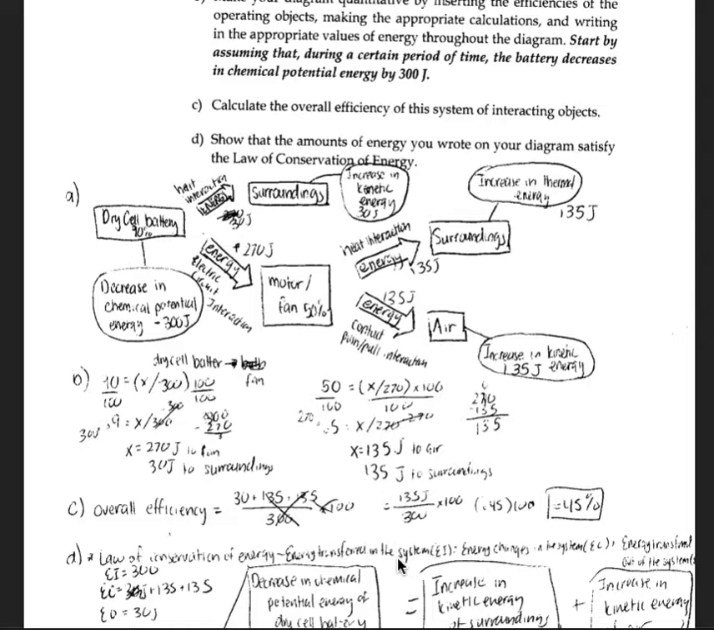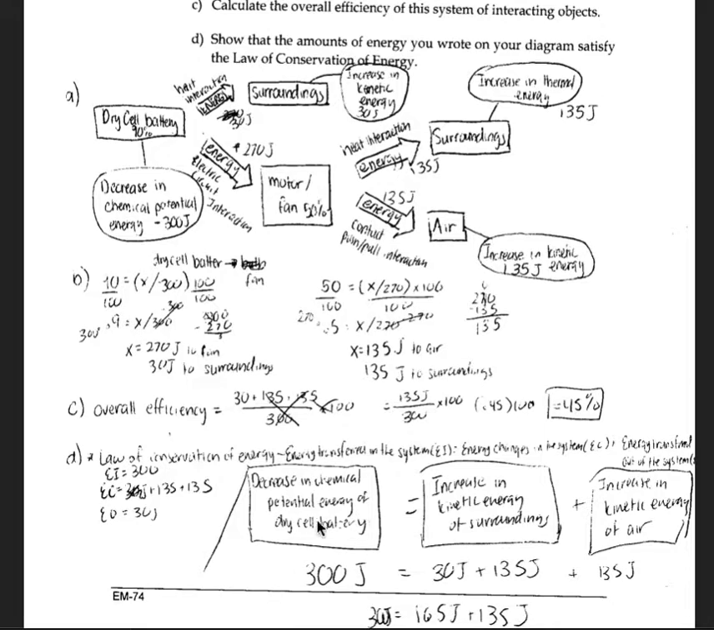And last but not least, the law of conservation of energy. So there's a decrease in chemical potential energy of the dry cell battery, which is 300 joules, and it equals the increase in kinetic energy of the surroundings, which is 30 joules plus 135 joules, which totals up to 165 joules. And then there's an increase in kinetic energy of air, which is 135.